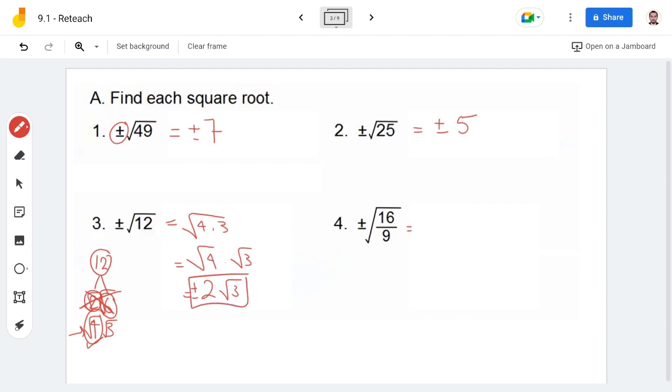Same thing here. Now, let's split the square root of 16 over the square root of 9. The square root of 16 is 4. The square root of 9 is 3. Now, don't forget the positive and negative.